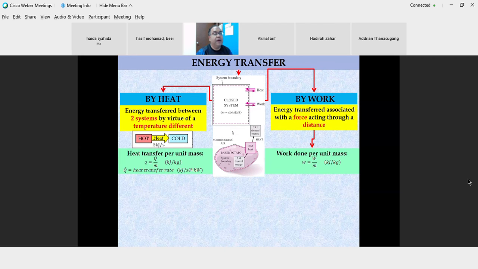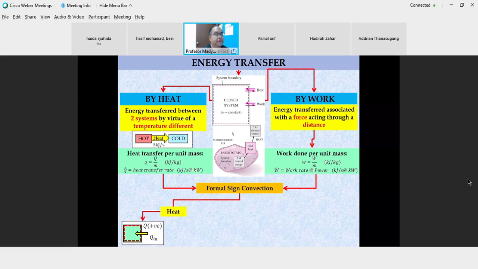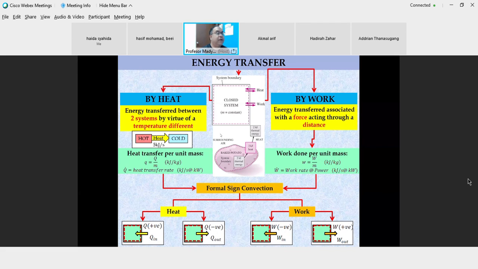So now, what is the difference between heat and work? Right. So heat is energy transfer between two systems by virtue of a temperature difference. So from hot, you give 5 kilojoule per second of heat to make it cool, and then it is known as heat. Or you give from low temperature to increase to the high temperature. That is also called a heating process.